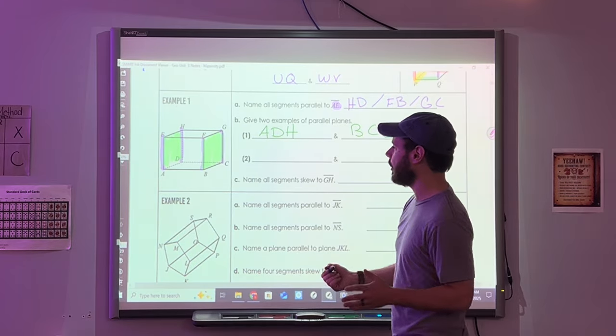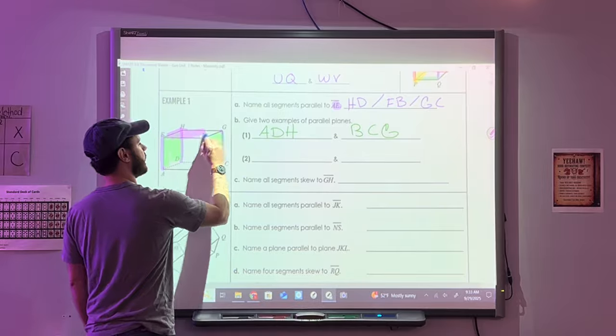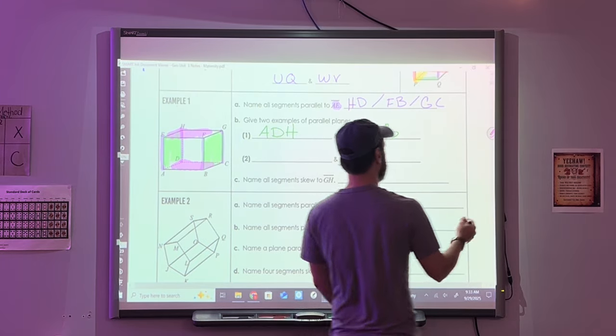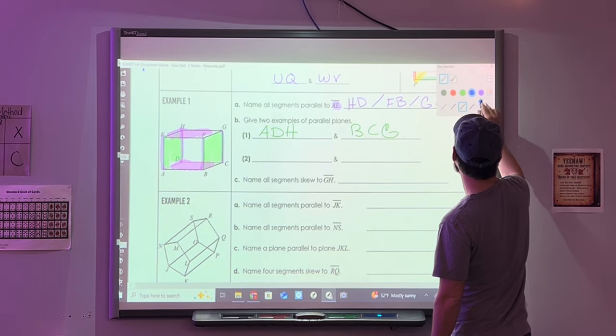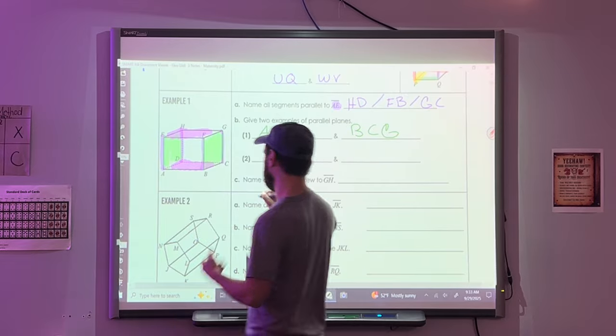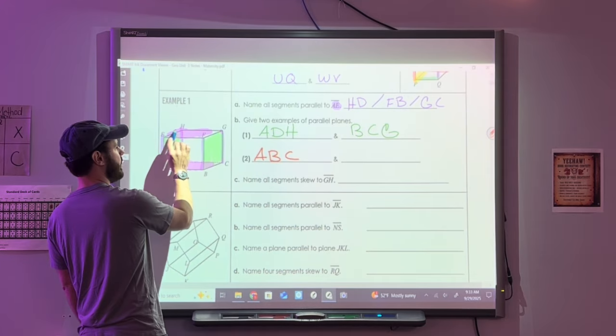Two more, let's say I want to do the top and the bottom of this box. There's the top, there's the bottom, and if I'm going to name those, I'm going to use 3 letters to name it. ABC, easy enough for the bottom, and then the top, EHG.